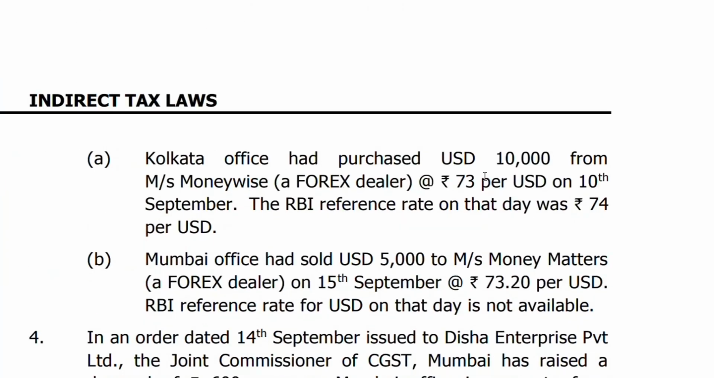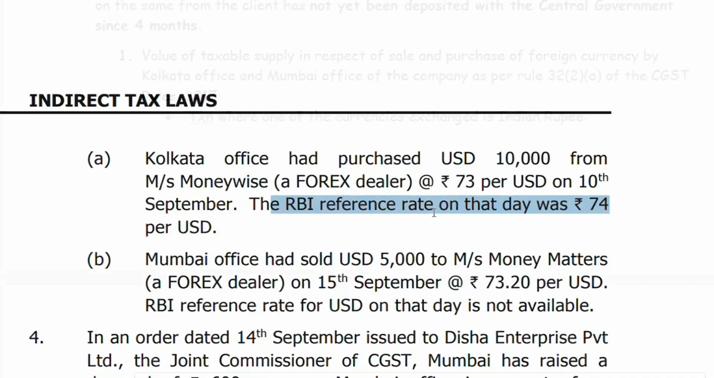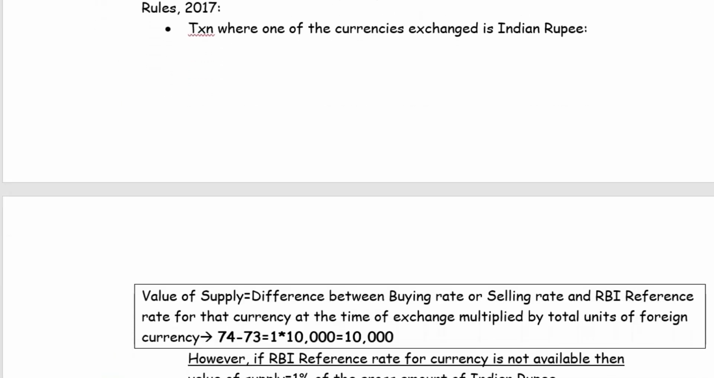Kolkata office had purchased US dollar 10,000. Means Kolkata office has done an inward transaction, purchased USD 10,000 from MS Money Wise, a forex dealer, at rupees 73 per USD on 10th September. And the RBI reference rate on that day was 74 per USD. By reading this, you will definitely remember the value of supply chapter, where we have studied that when one of the currencies exchanged is Indian rupee, then value of supply will be the difference between buying rate or selling rate and the RBI reference rate.